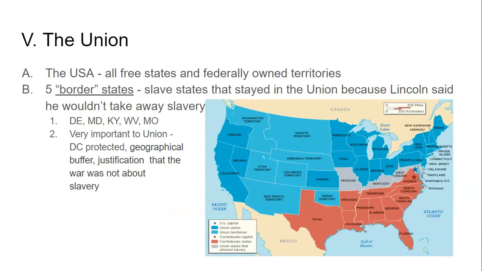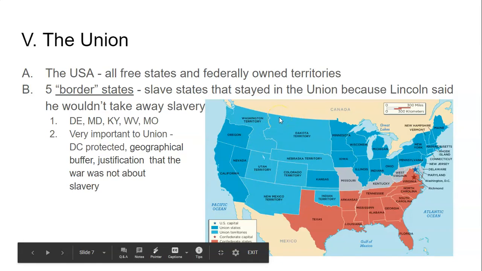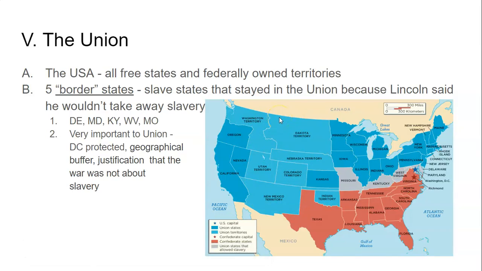And then the Union is going to be the northern states, or basically just the states that don't leave. So it's the United States, and all of the territories as well, all of these areas here that aren't states yet. The Union, or the North, also includes five border states. They're these states in gray.